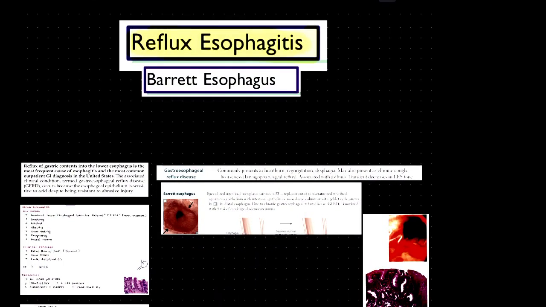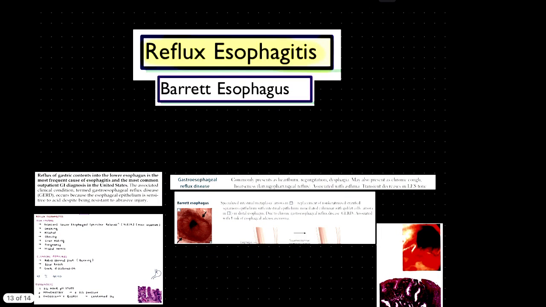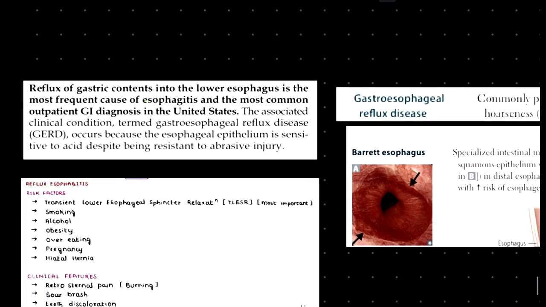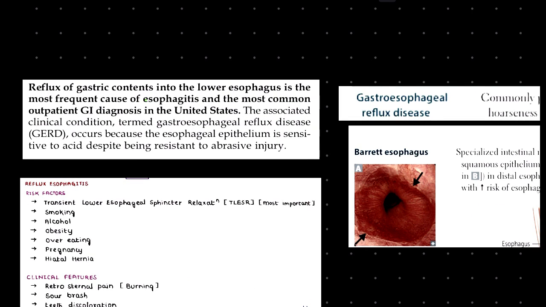So before beginning with it, what is reflux esophagitis? Simply reflux of gastric content. This is a definition mentioned in Robbins. Reflux of gastric content into the lower esophagus is the most frequent cause of esophagitis, as we have already talked about in the earlier esophagus applied anatomy. In that we talked about the lower esophageal sphincter.